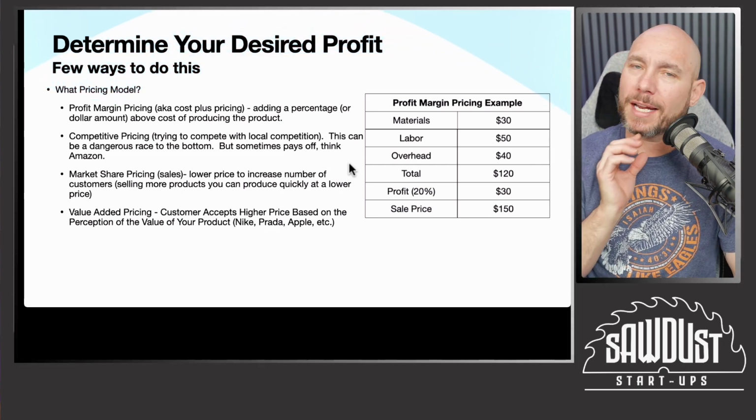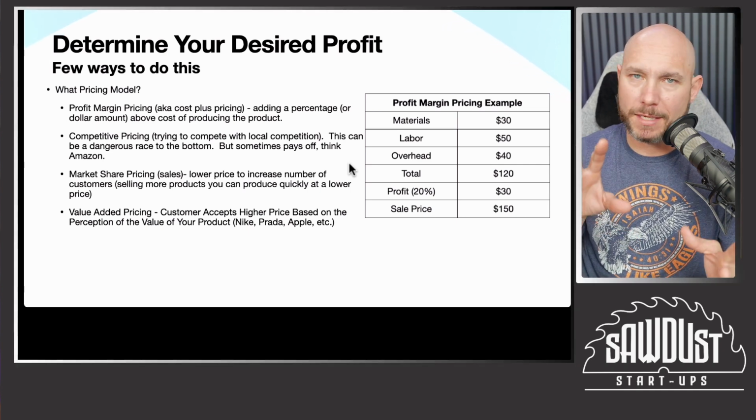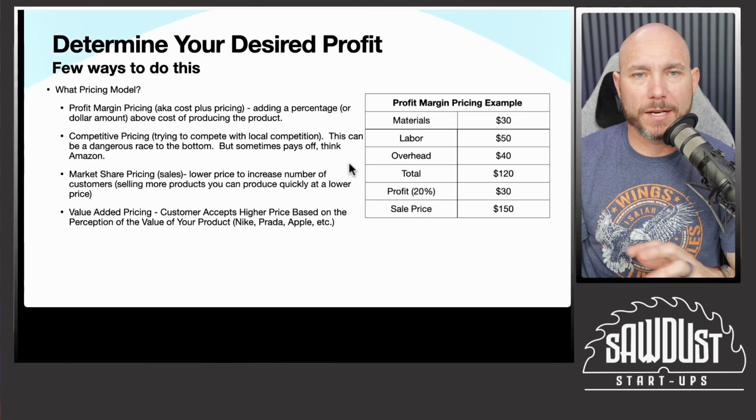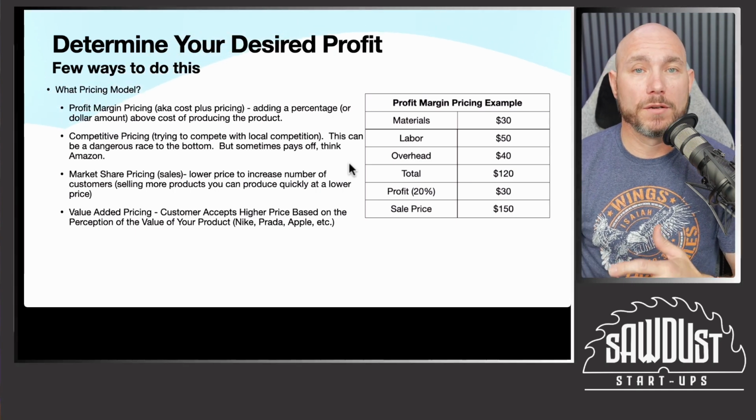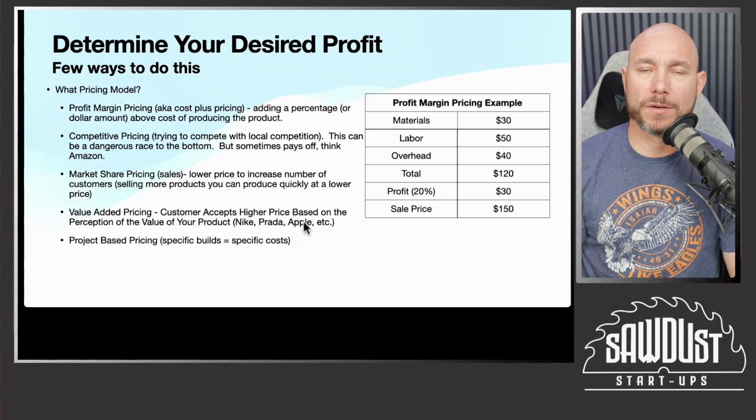So you have to kind of think about what type of product you're selling and how to price that, and how you're basically going back into the branding. If you're branding yourself as a higher end brand, then your pricing is going to be a little higher there. Project-based pricing, basically specific bills equal specific costs.